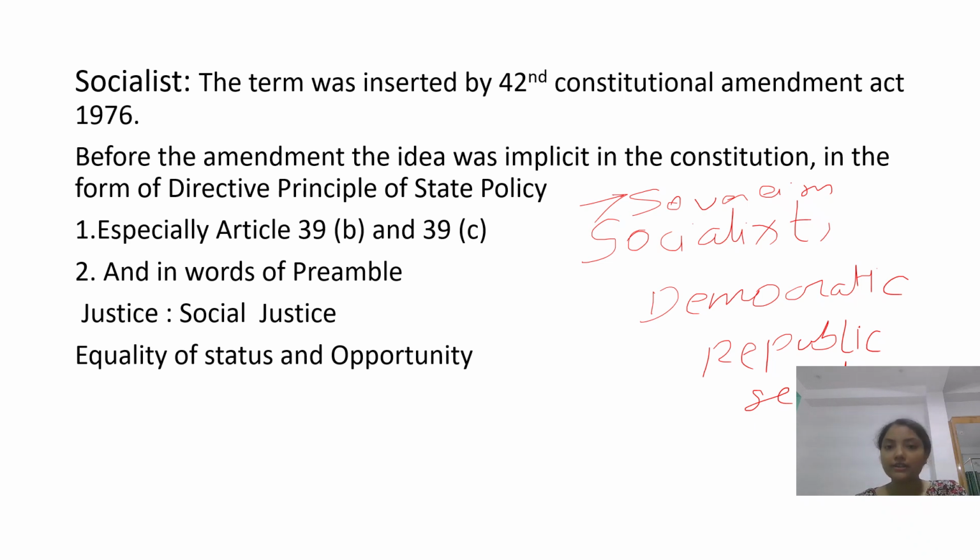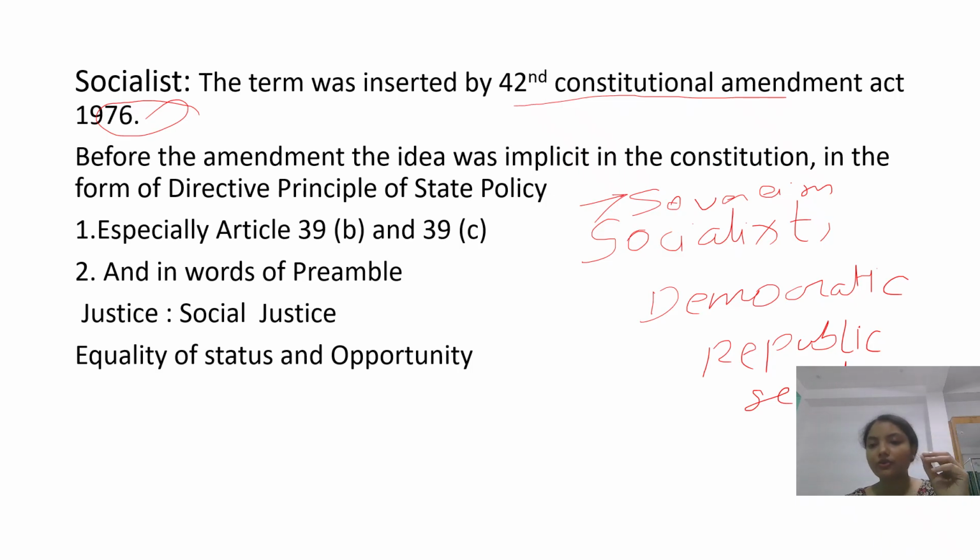The term socialist was added to the Indian Constitution by the 42nd Constitutional Amendment Act 1976. So, does it mean India didn't have a socialist principle before 1976? No. The Indian Constitution mentioned the socialist element, but it was implicit. The 42nd Constitutional Amendment only made this principle explicit.